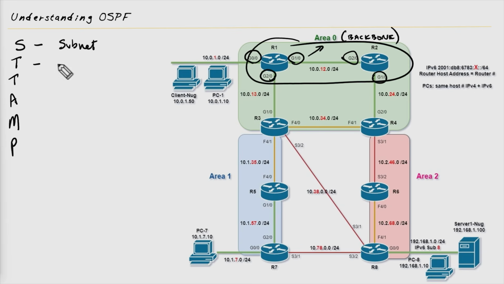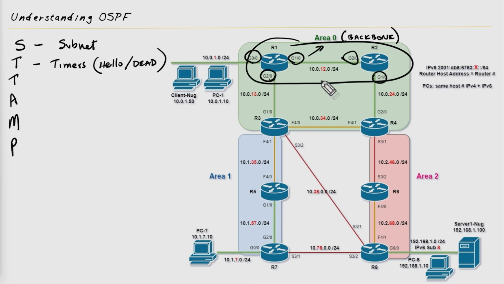The next T is for timers. So in OSPF, they're going to be sending hello messages back and forth, and there are some timers associated with that. And if the timers for the hello interval and the dead interval don't match, they will not neighbor up. And that's true for IPv4 and IPv6 as well. In fact, all of these apply to both IPv4 and IPv6.